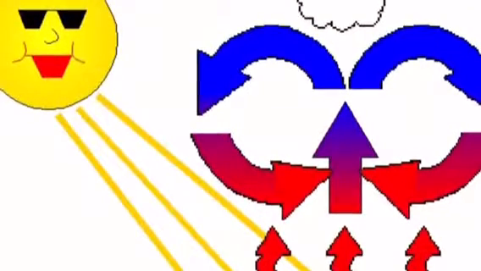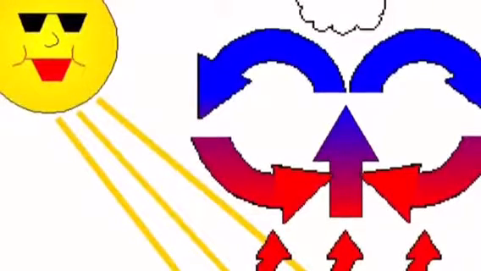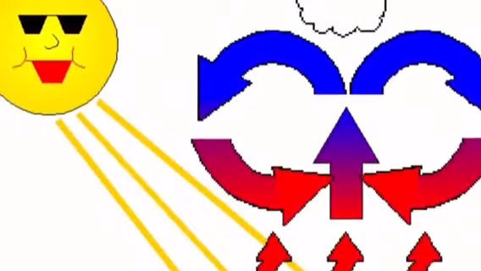And there is also convection in the ocean. The water currents start to warm up and move to the poles, and then start to cool and move back down to the equator.